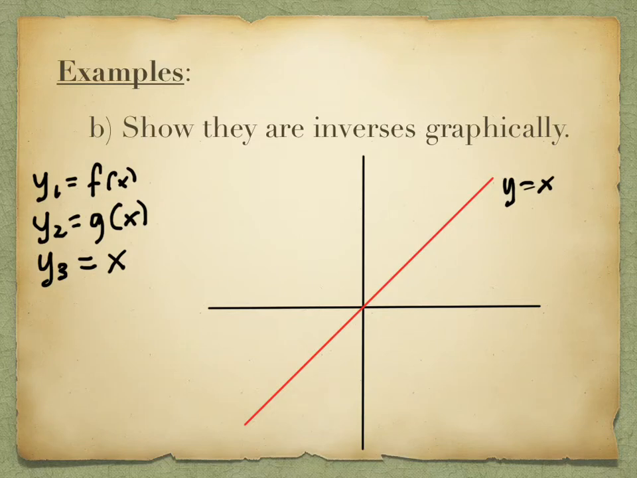A 10 by 10 window is sufficient to look at this, so you don't need to change that, or you can put that back in standard window if it is changed currently. You can do that by doing a zoom 6 if you're unfamiliar with where that button is. So did you get three lines that all look like they cross very close to the origin? They don't cross the origin, but real close to there?